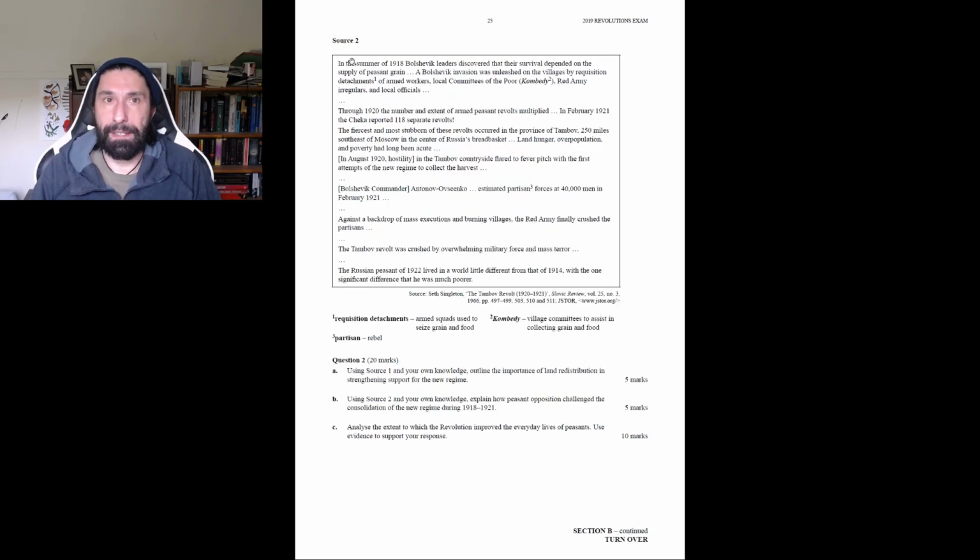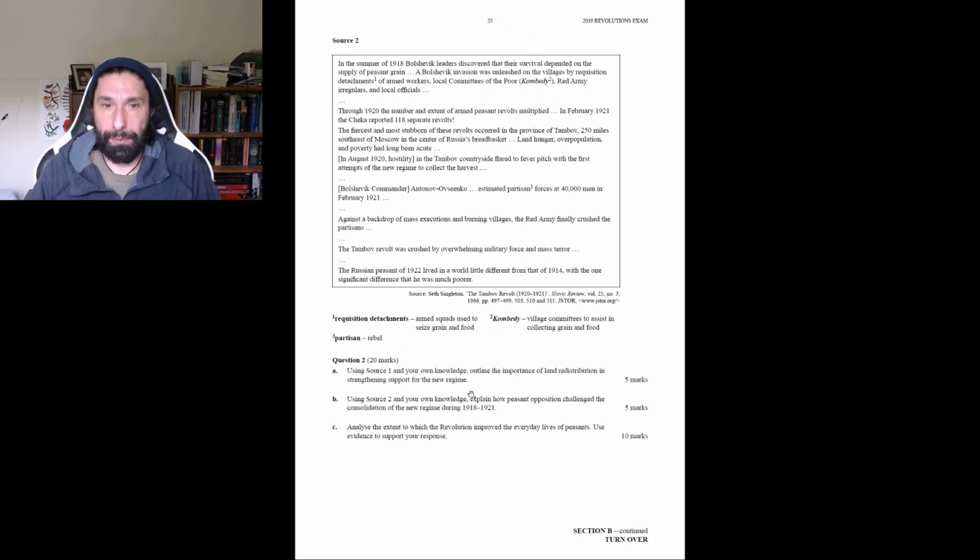And then source 2, in the summer of 1918, Bolshevik leaders discovered that their survival depended on the supply of peasant grain. A Bolshevik invasion was unleashed on the village by requisition. So it's grain requisitioning. And it talks about the Tambov revolt as well. So these peasant revolts. So you get experiences of villages pretty much. Both sources touch on that.